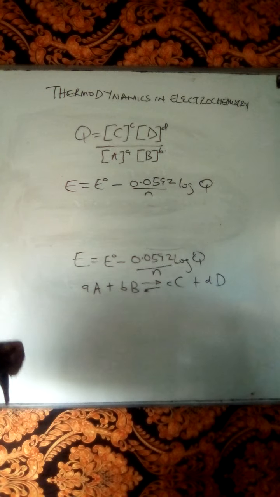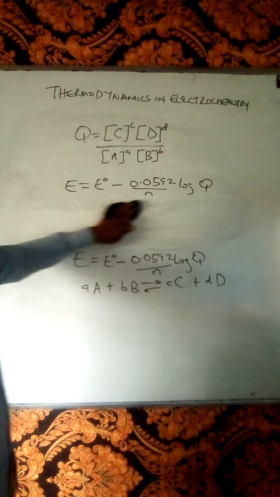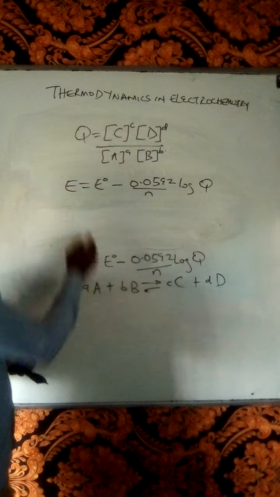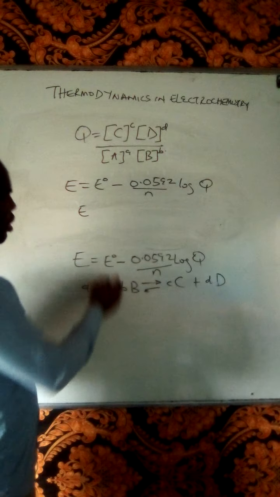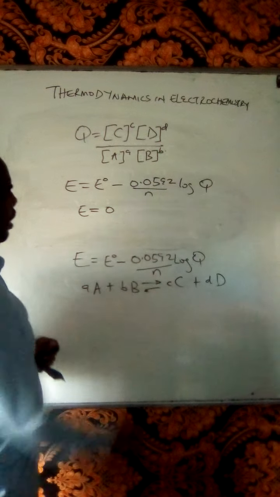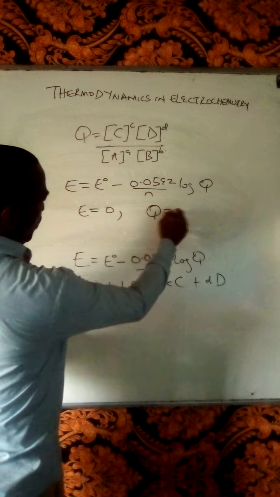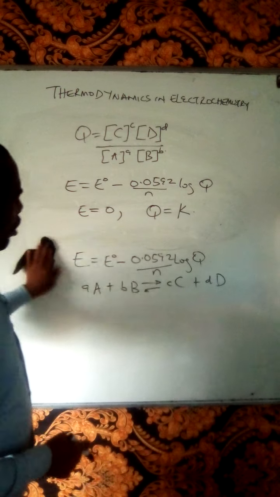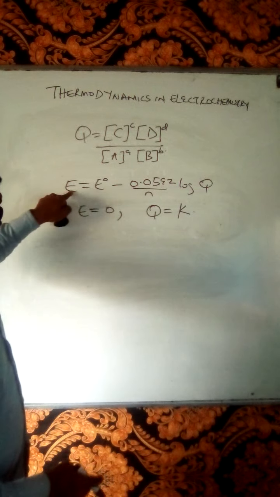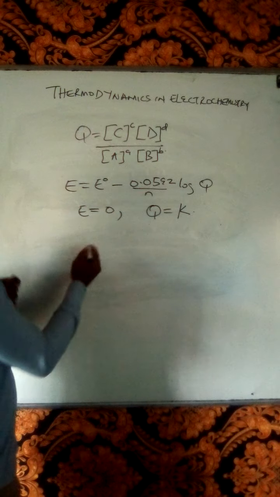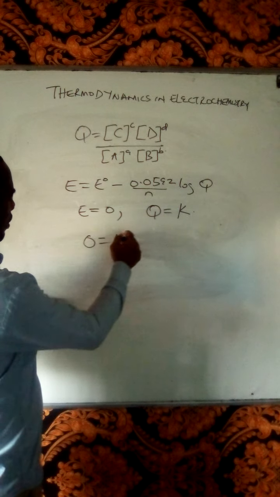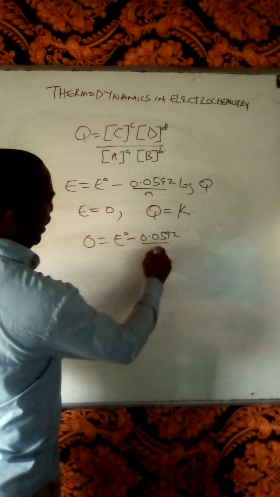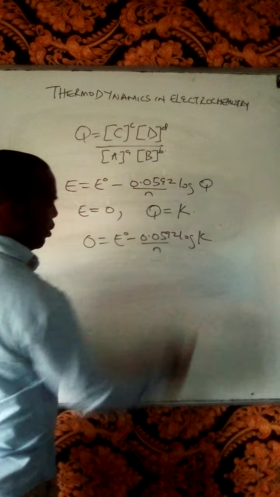When a reaction attains dynamic equilibrium, that is when the rate of forward reaction is equal to the rate of reverse reaction. At dynamic equilibrium, the value of the cell potential becomes equal to 0. And then the reaction quotient Q becomes equal to K, where K is called the equilibrium constant. So, substituting E with 0, we have 0 equals E standard state minus 0.0592 over n log K at equilibrium.